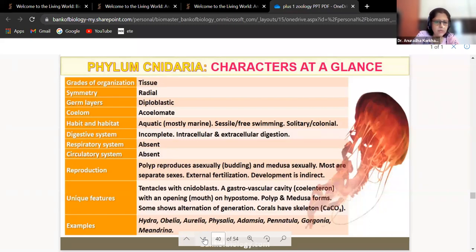External fertilization takes place. Development is indirect. I hope you all remember the meanings of all these. External fertilization means fertilization will take place in the water body. Indirect development means larval stages would be formed. Intermediate larval stages would be formed.